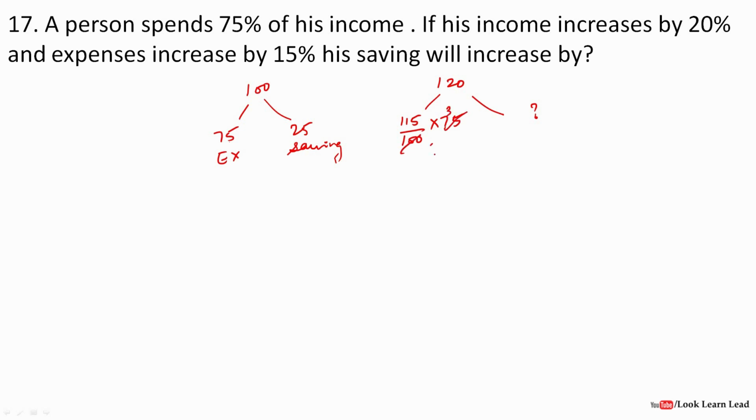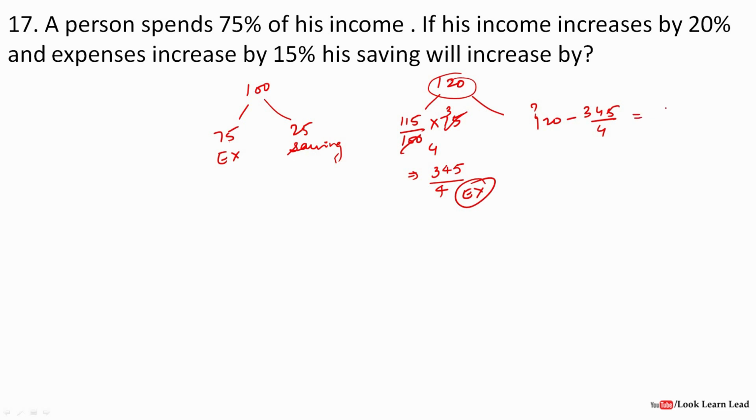It is 3 by 4. It is 15, 3 by 4, which is 345 by 4. So this is his expenditure now. Now what would be savings? Savings would be income minus expenditure. That is 120 minus 345 by 4. This is his savings.